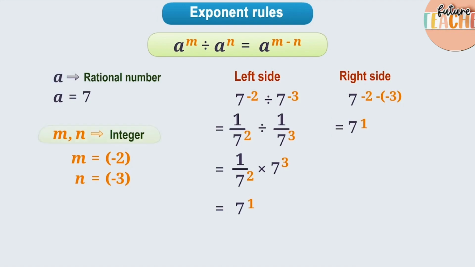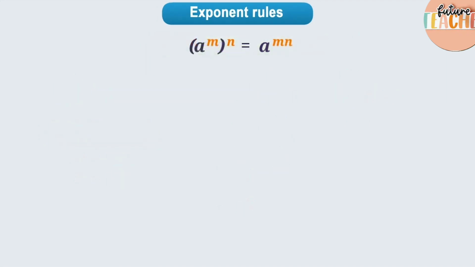Here also it is verified that for the rational numbers a and b and for integers m and n, a to the power m divided by a to the power n is equal to a to the power m minus n. This rule is true.